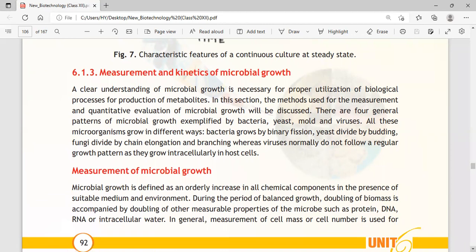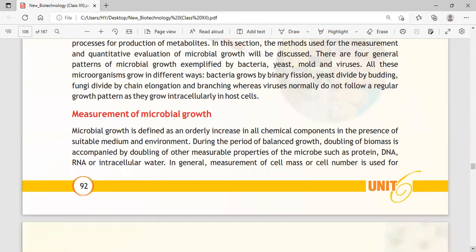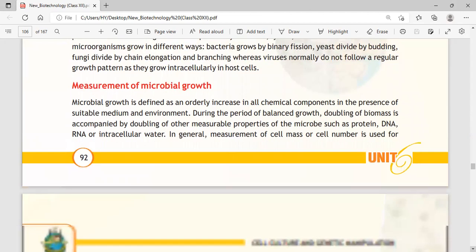All these microorganisms grow in different ways. Bacteria grow by binary fission, yeast divide by budding, fungi divide by elongation of chains of branches, whereas viruses normally do not follow a regular growth pattern. They grow intracellularly in the host cell.